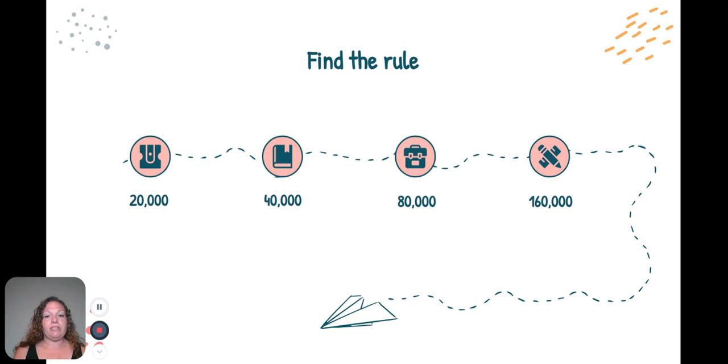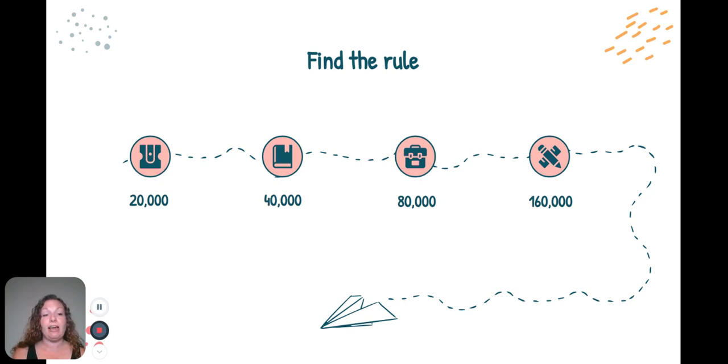Okay, very tricky one. 20,000, 40,000, 80,000, 160,000. Okay, we have a lot of zeros, so I don't want to talk about those. Let's talk about the 10,000s place. We went from 2 to 4. Now I could have added 2. Maybe I added 2. 2 plus 2 does equal 4. So let's see if that holds true for the next one. 4 plus 2. 4 plus 2 doesn't equal 8. So now we have to go back and think of another rule. How else can you get from 2 to 4?